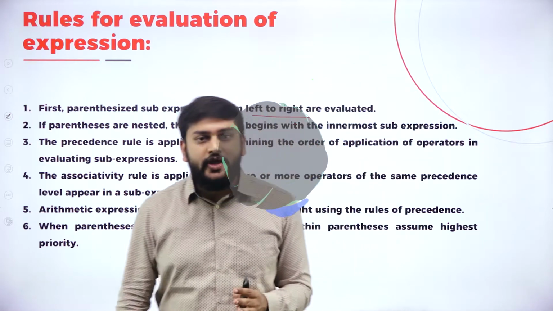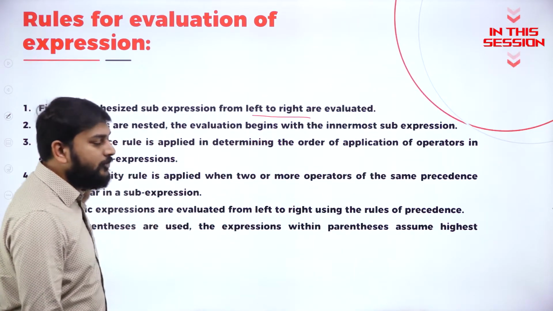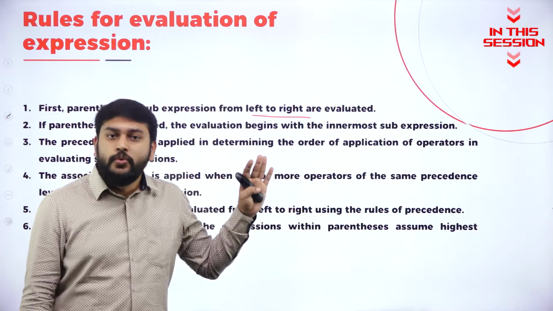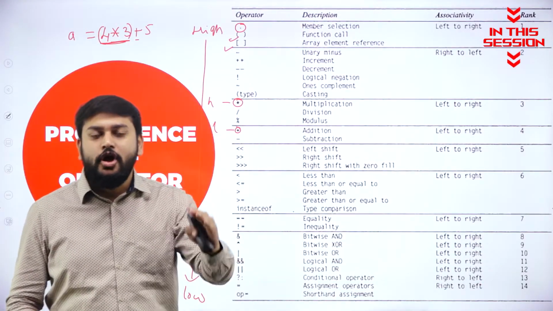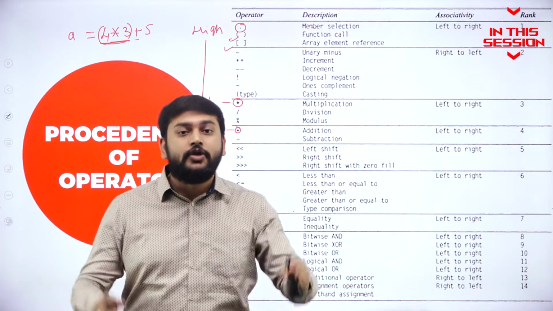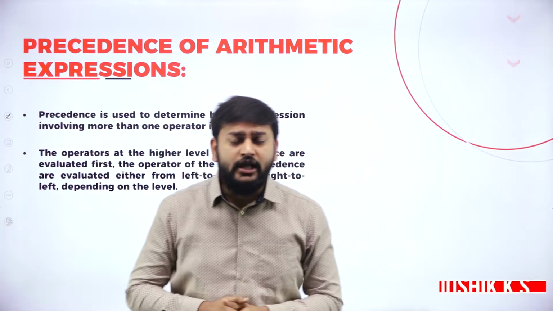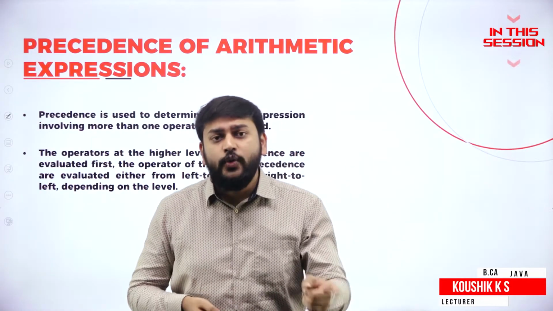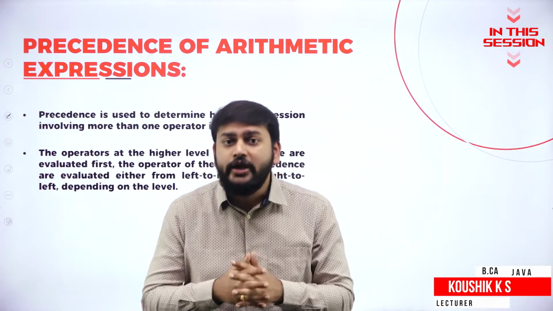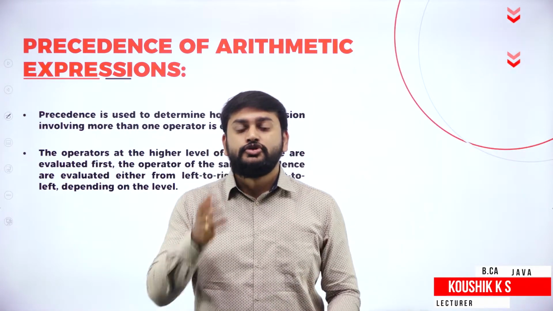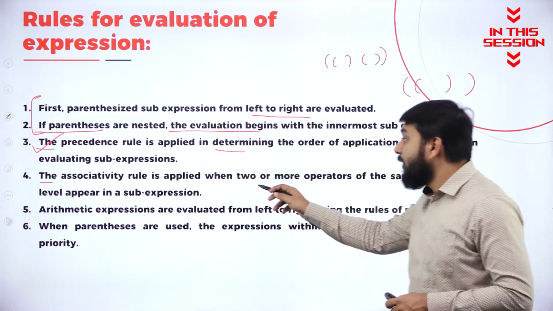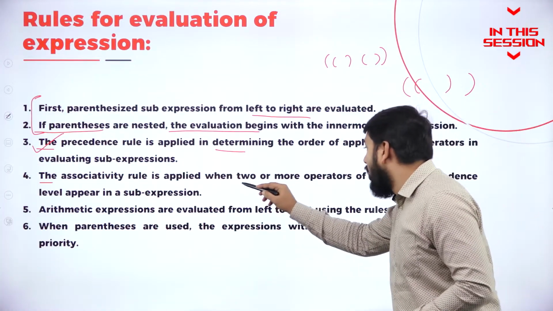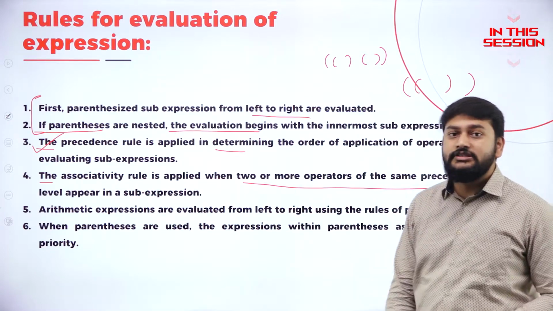When it comes to evaluation, first from left side to right side, you will evaluate. You need to remember what exactly the priority of each and every operator that we have. Based on the priority, I should start solving or evaluating my expressions. That is what I will call the operator precedence. The associative rule is applied when two or more operators have the same precedence.